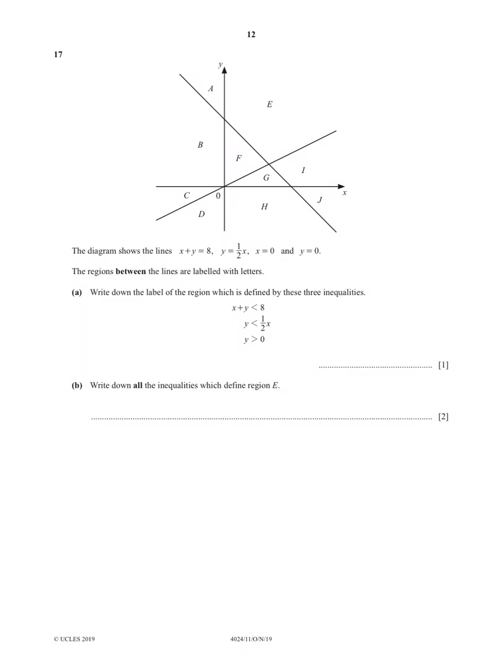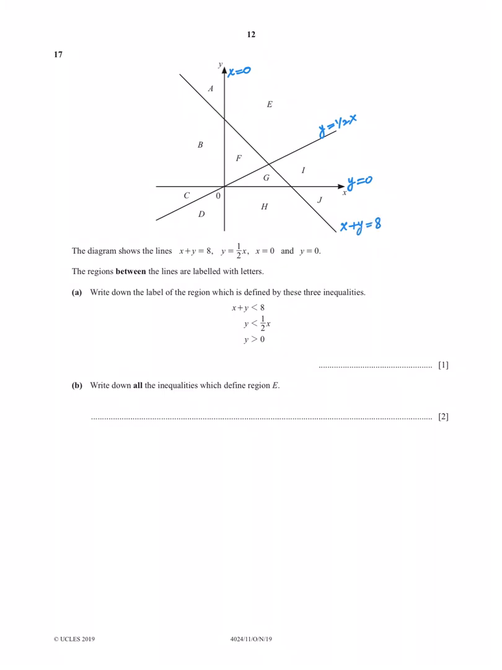It's question number 17. The diagram shows the lines x plus y equals 8, y equals 1 upon 2 x, x equals 0, and y equals 0. So x equals 0 is the y axis, and y equals 0 is the x axis. The line that passes through the origin is y equals 1 upon 2 x, and the line cutting both the x and y axes is x plus y equals 8. So we have identified all four lines.